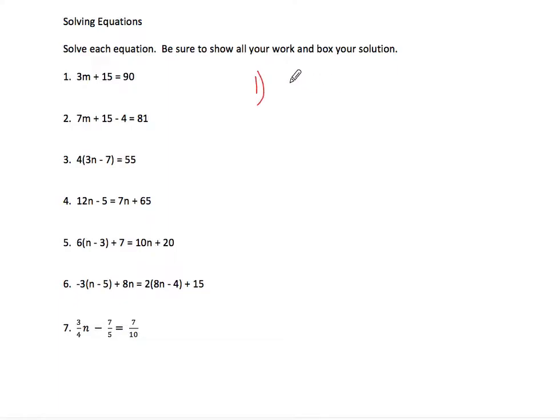So number one, let's say we have 4m plus 15 equals 84. All right. So remember, my goal is to get the variable by itself. So I'm getting this m by itself. I'm getting the m by itself. Now I can get rid of this 4. Now remember, this is a times 4. So to get rid of a times 4, I divide by 4.